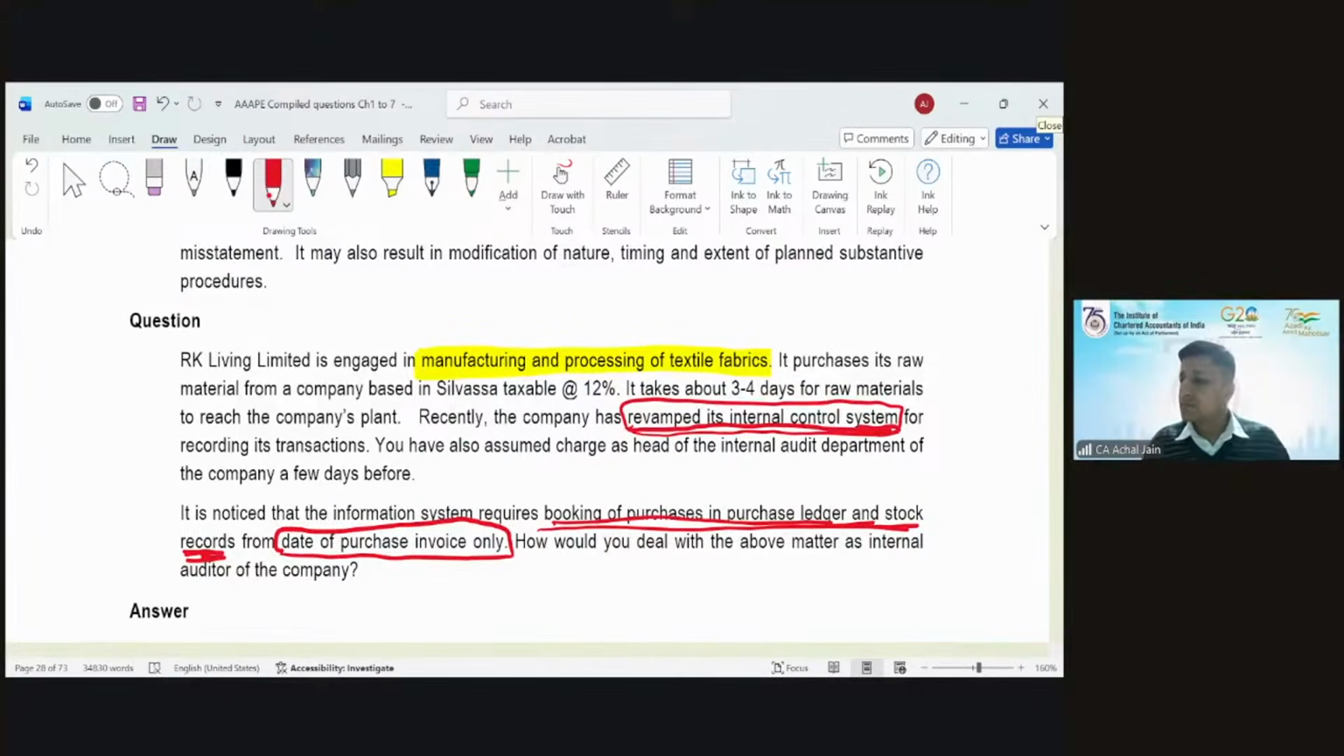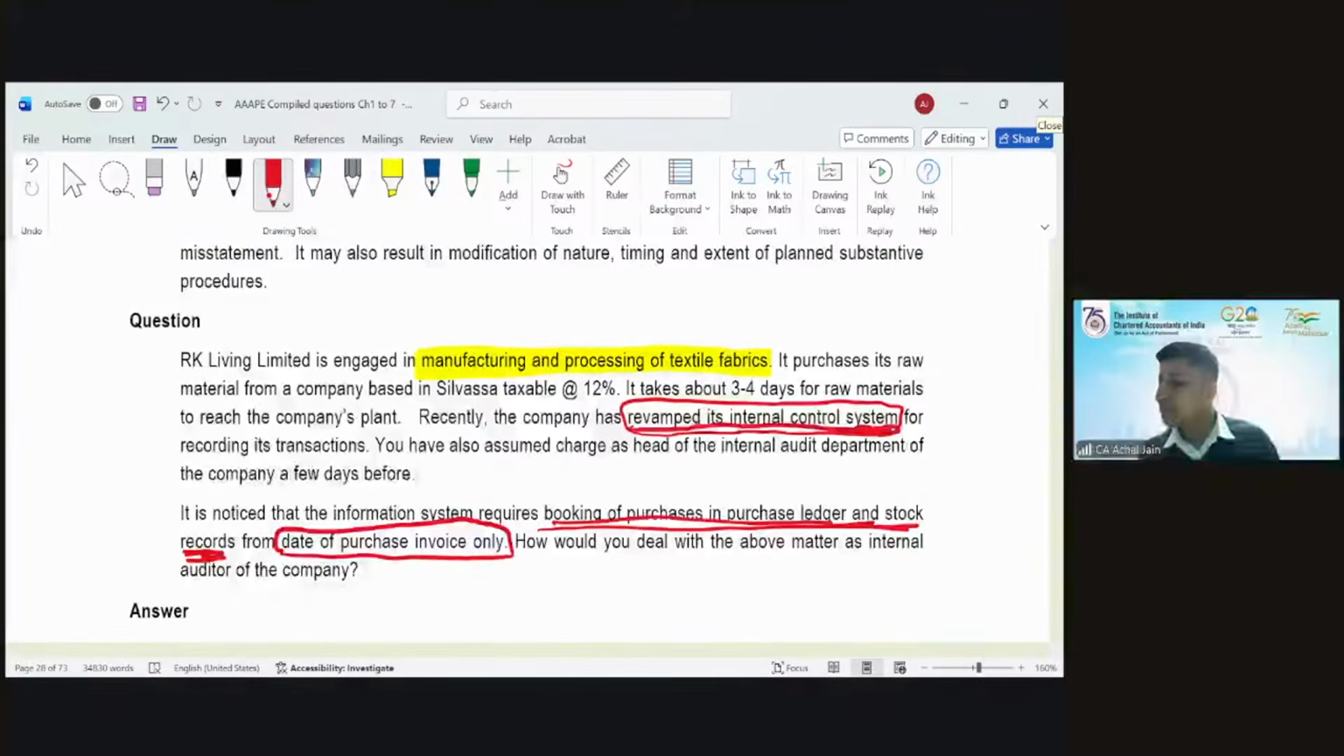Here, he noticed that the booking of purchases in the purchase ledger and the stock record is from the date of purchase invoice only, which is totally not in order. First, they have to receive the stock, then it goes into the stores, then on the goods receipt note, then the purchase invoice moves, and only then it has to be booked in the purchase ledger.